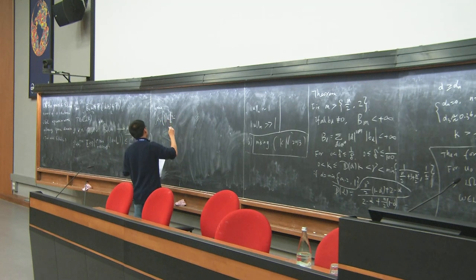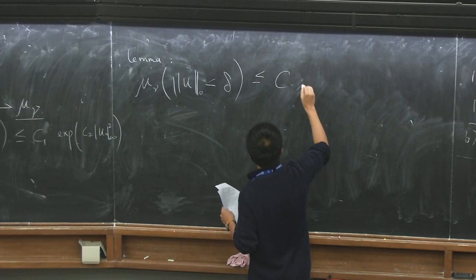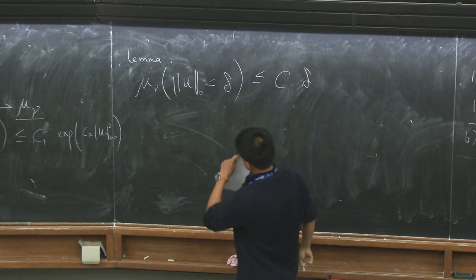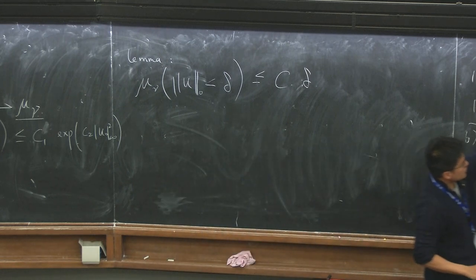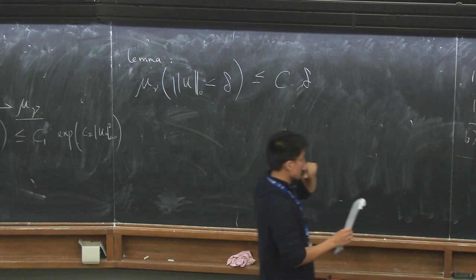Two norm smaller than any delta constant. This constant depends on b, on small b, and just depends on small b. Okay.